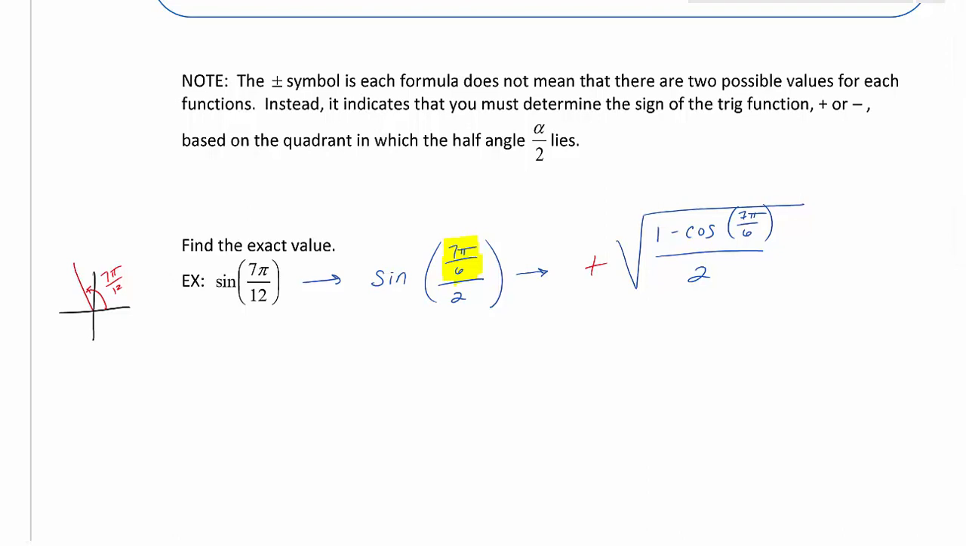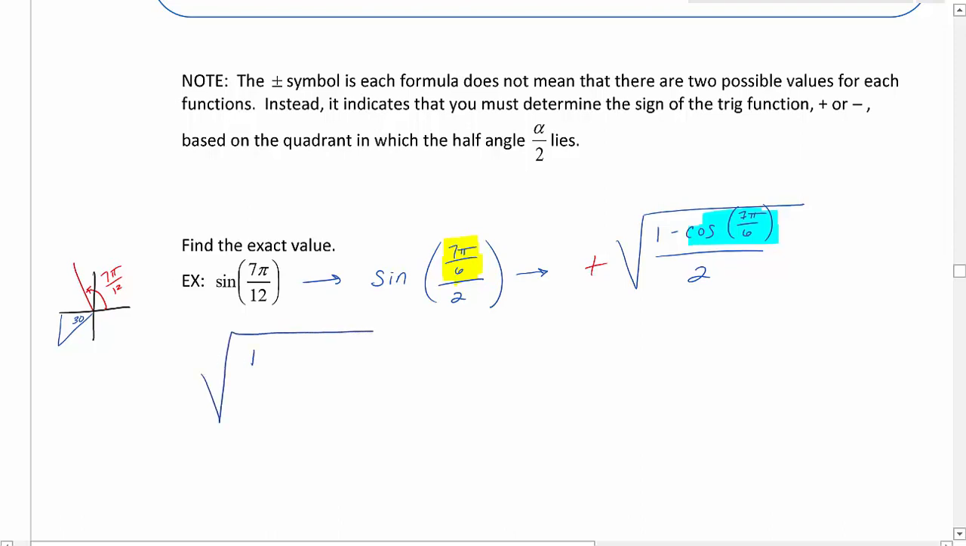All right, so now we need to plug in our value of cosine of 7 pi over 6. Of course, I would make a triangle to get that value. 7 pi over 6 is pi over 6 into the third quadrant. So there's our 30-degree reference angle. So that gives us negative square root of 3 over 2 for cosine. I'll clean this up a little bit in the numerator. 1 plus square root of 3 over 2, all over 2.